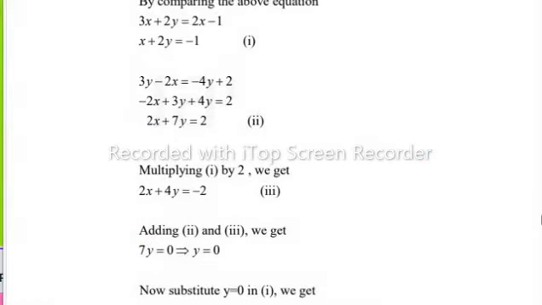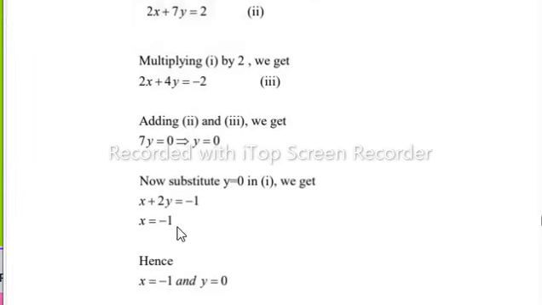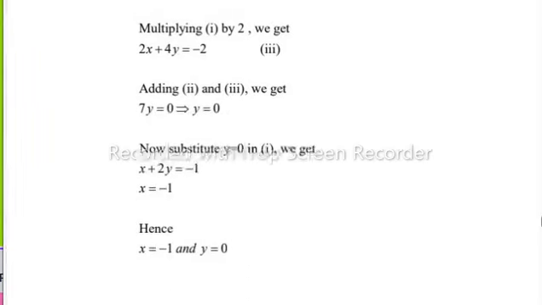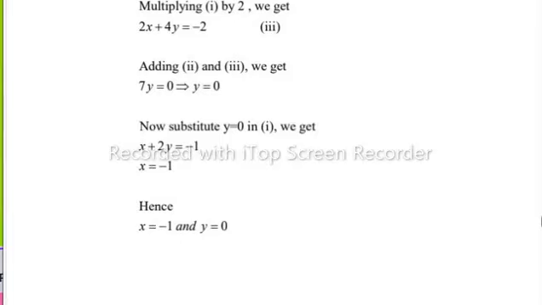In the next step, we substitute the value of y, which is 0, in equation 1. When we put 0 for y, then 2 zeros are 0, x is equal to minus 1. So x is equal to minus 1 and y is equal to 0. It's our required answer. I hope that you have already understood these questions.